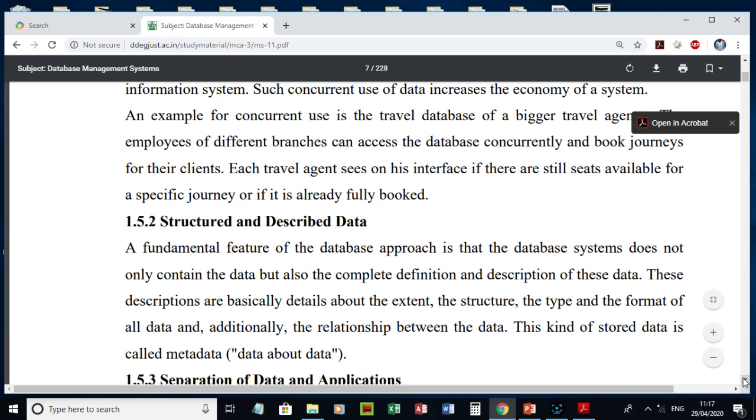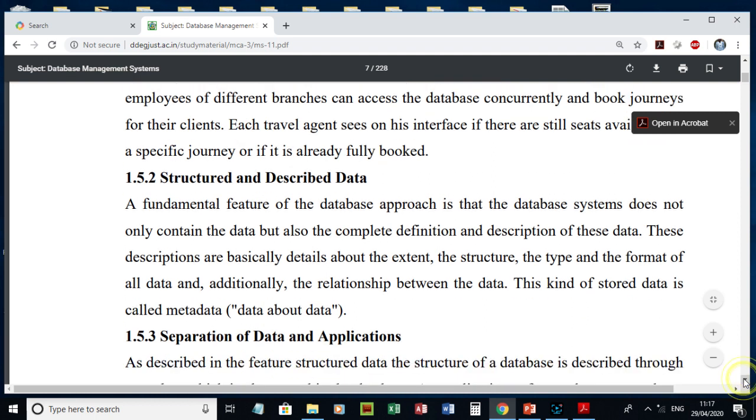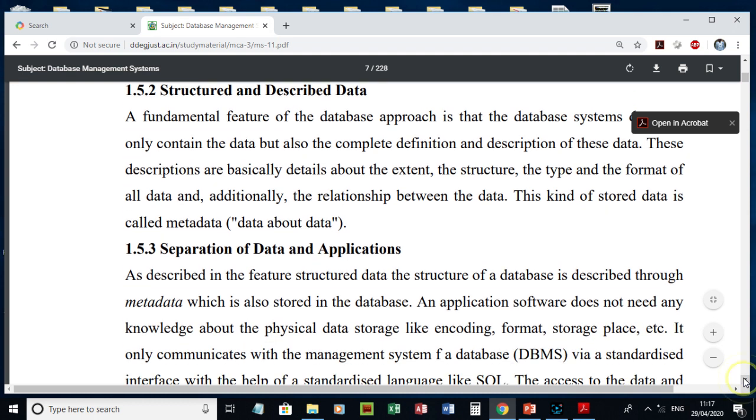Okay, these are all the structure and the description of the data. It will define any relationship. Metadata is data about data. Definition, structure. It takes the schema and the sub-schema, and any relationship that exists between them. Right? Separation of data and application.